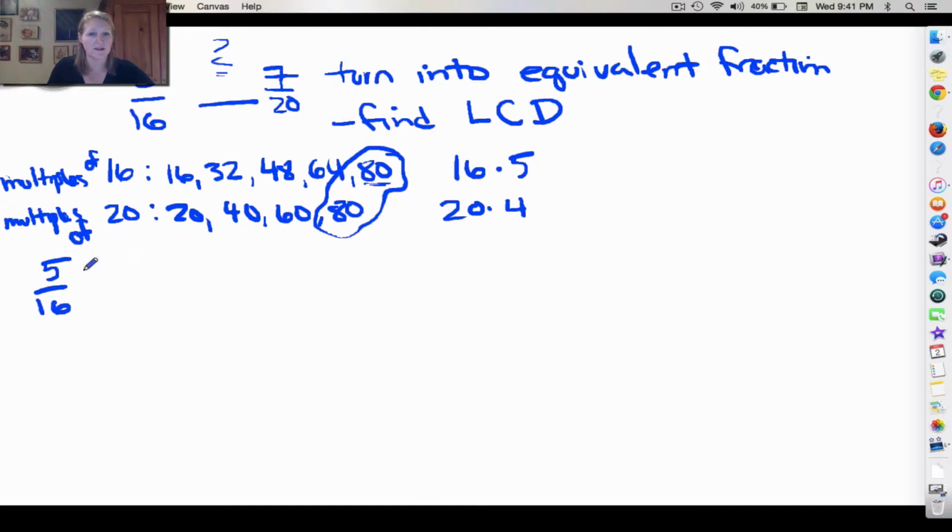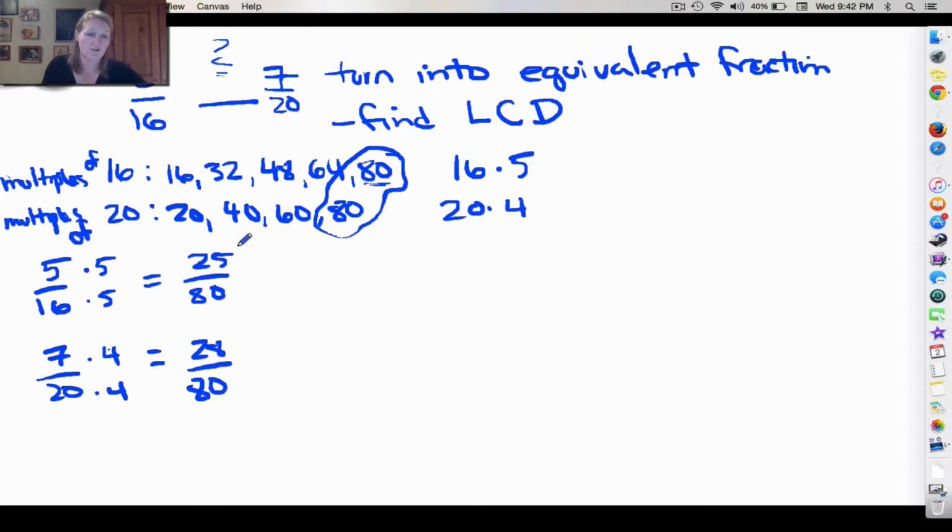That means to change the fractions themselves, we go back to 5/16 to get it to be equivalent. We multiply by 5, and we would get 25/80. And the 7/20, we had to multiply by 4, so we multiply both of these by 4, and we get 28/80. Okay, so which fraction is bigger, 25/80 or 28/80?